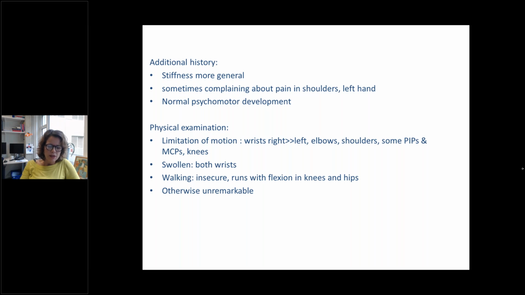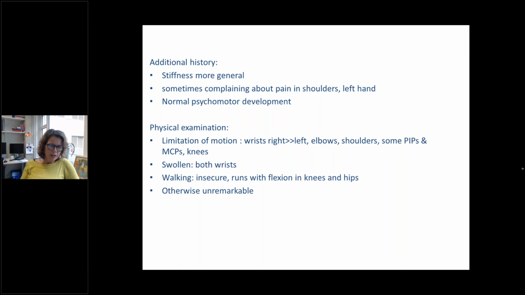The swollen wrist was the only joint problem she was referred with. In general, she had stiffness in the morning. She also complained, when asked about other joints, of her shoulders and her hand. But she was 6 years old. She did well at school, and she moved well, and no one had noticed that there was a problem with her locomotor system, except for the wrists.